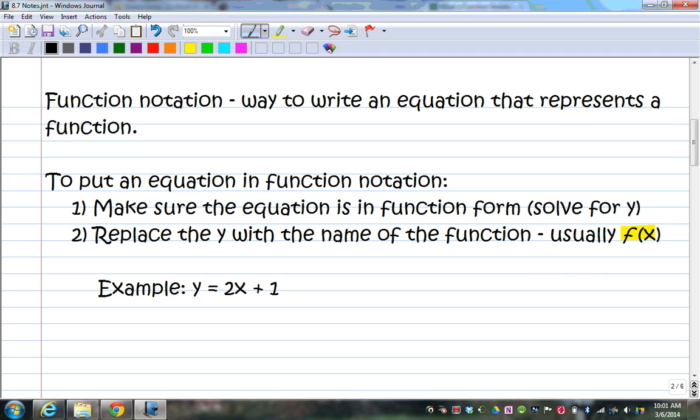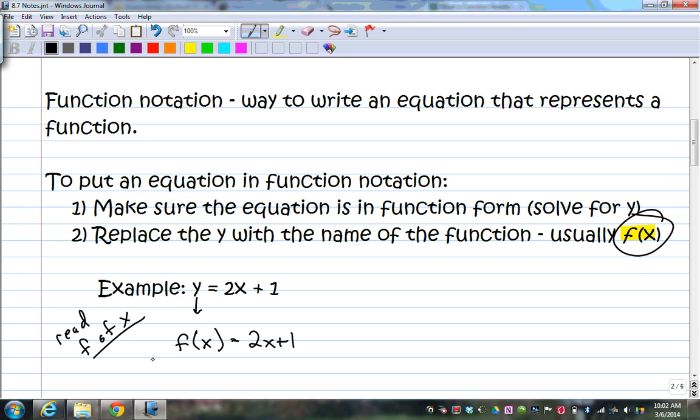For example, I have here an equation, y equals 2x plus 1. This is a linear equation. It's straight, so it is a function. If I wanted to write it in function notation, let's say I wanted to name it f of x, then I would take this y and replace it with f of x, and I would say f of x equals 2x plus 1. Again, this whole thing is read as f of x.